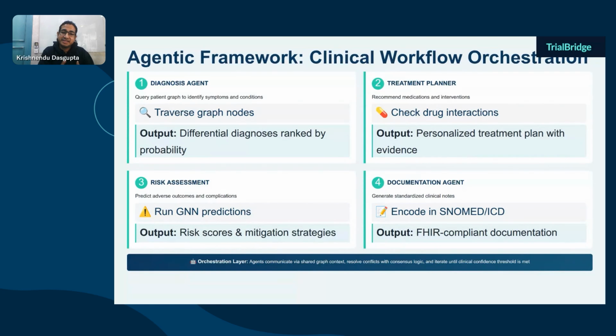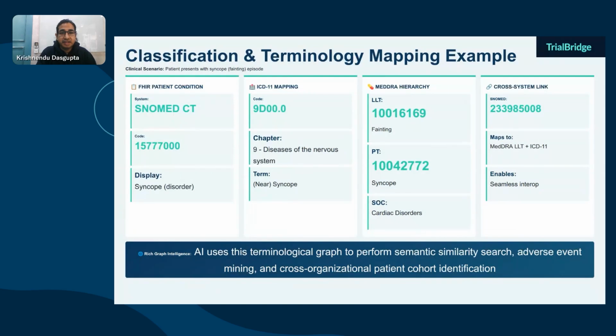The risk assessment is again when we run our GNN prediction, using graph neural networks, and based on this we create our GNN prediction. The treatment planner looks into the FHIR data and says, for these are the drug interactions, how many drugs have been given. The documentation agent helps people identify and pull the data and say, if there is any insight into it, I want to use it, which is again FHIR compliant per se.